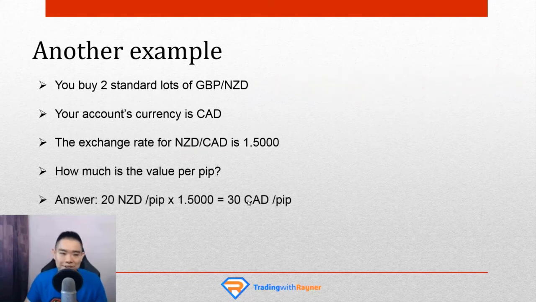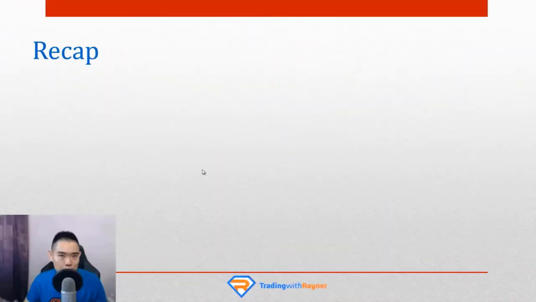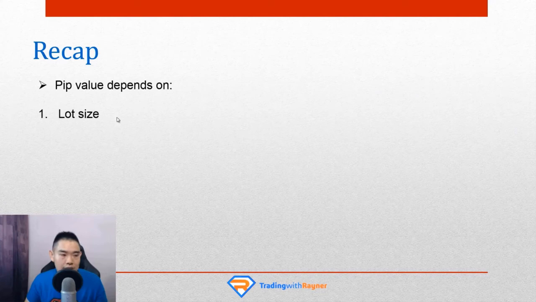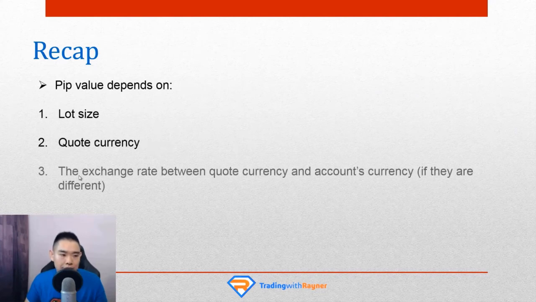Ta-da! Okay, so with that said, let's do a quick recap. Number one, your pip value depends on a few things: the lot size, the quote currency, and finally the exchange rate between the quote currency and your account currency if they are different. If they are the same, then you just need the first two things and you can find out what the pip value is.